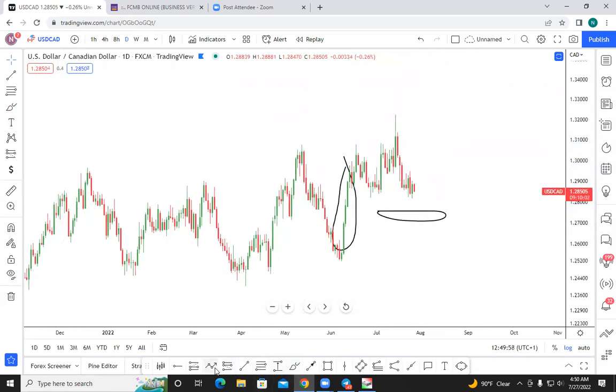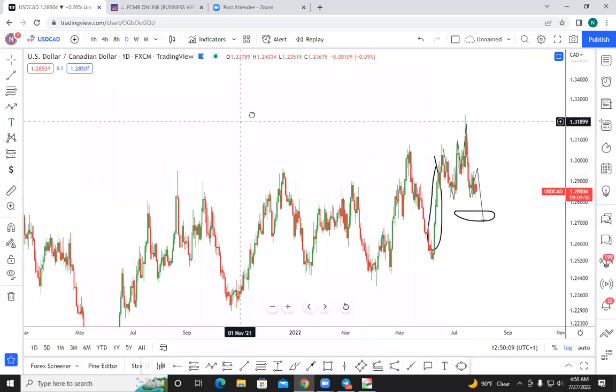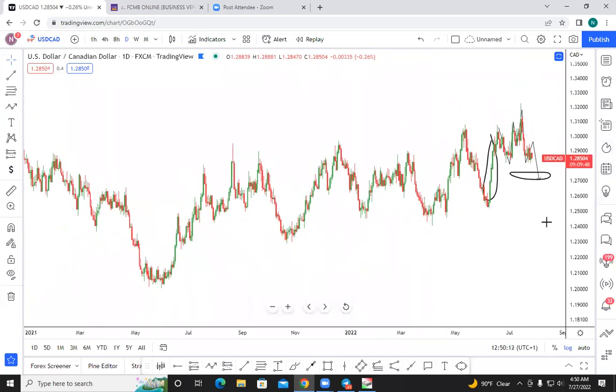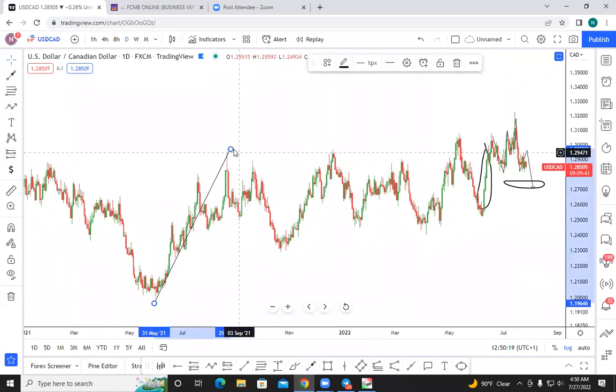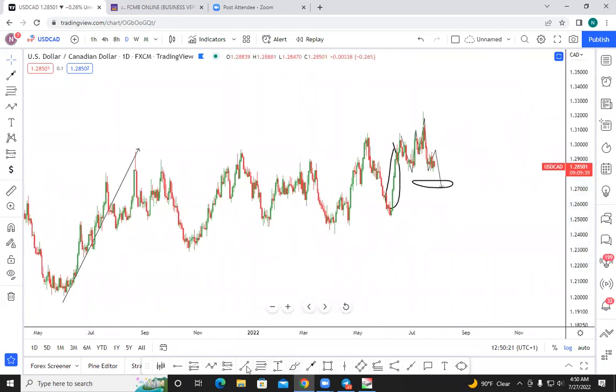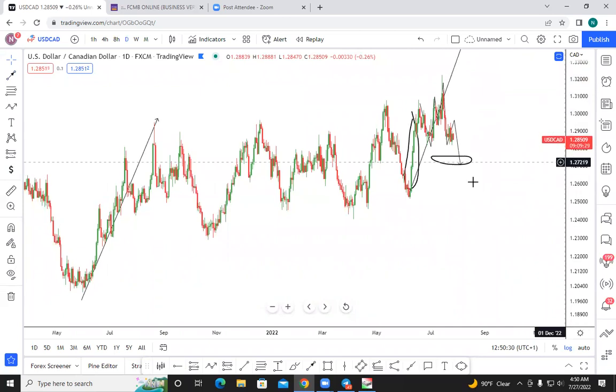I'm looking at the formation of this corrective structure. You see this? 1, 2, 3, 1, 2, 3. This is what I'm expecting, guys. Then, of course, you know that we have a bearish bias, but we are expecting this move to the upside to replicate itself right here, guys. Right here, before we can have a move to the downside.